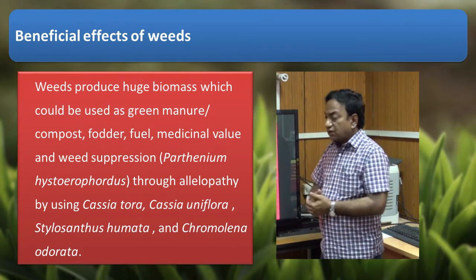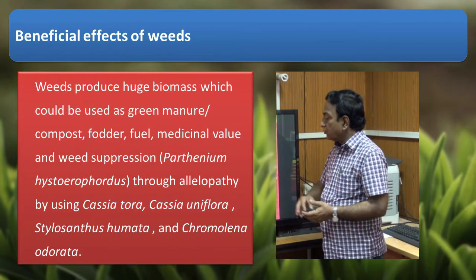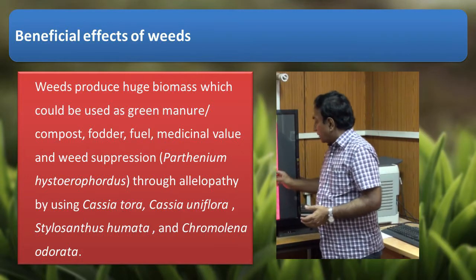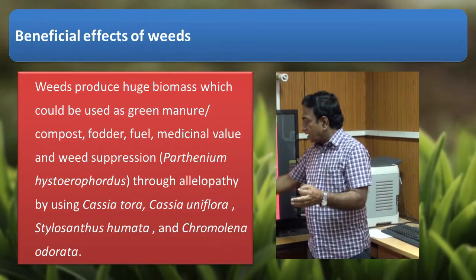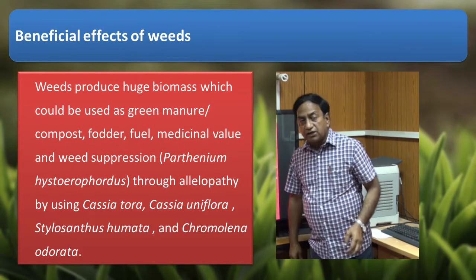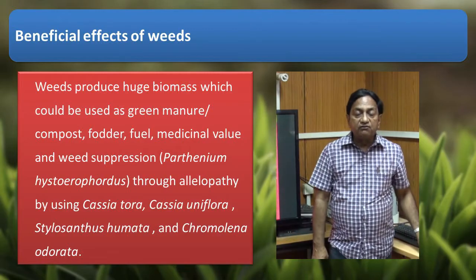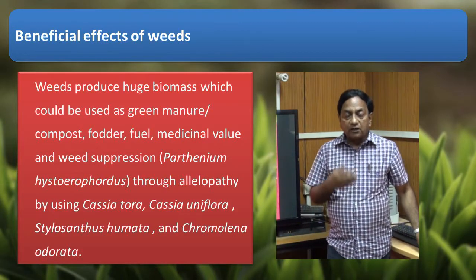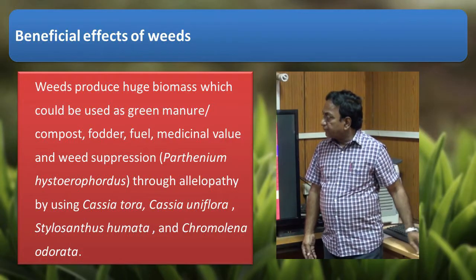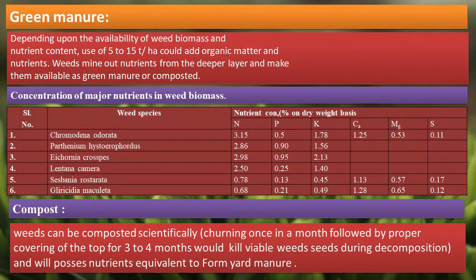They are also used as fodder, fuel, for medicinal value, and weed suppression through allelopathy, by using Cassia tora, Cassia uniflora, Stylosanthes humata, and Chromolaena odorata. So these are certain weeds which can be utilized for composting and for grazing to the animals. Now, we can utilize most of the weeds for green manure also, depending upon the availability of weed biomass.